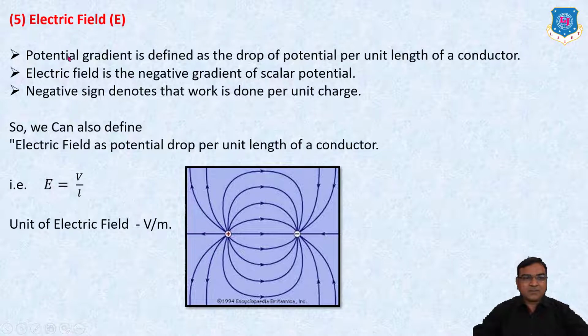Electric field E. Potential gradient is defined as the drop of potential per unit length of conductor. Electric field is the negative gradient of scalar potential. The negative sign denotes that work is done per unit charge. So we can also define that electric field is the potential drop per unit length of conductor. That is E is equal to V by L, and the unit of electric field is volt per meter.